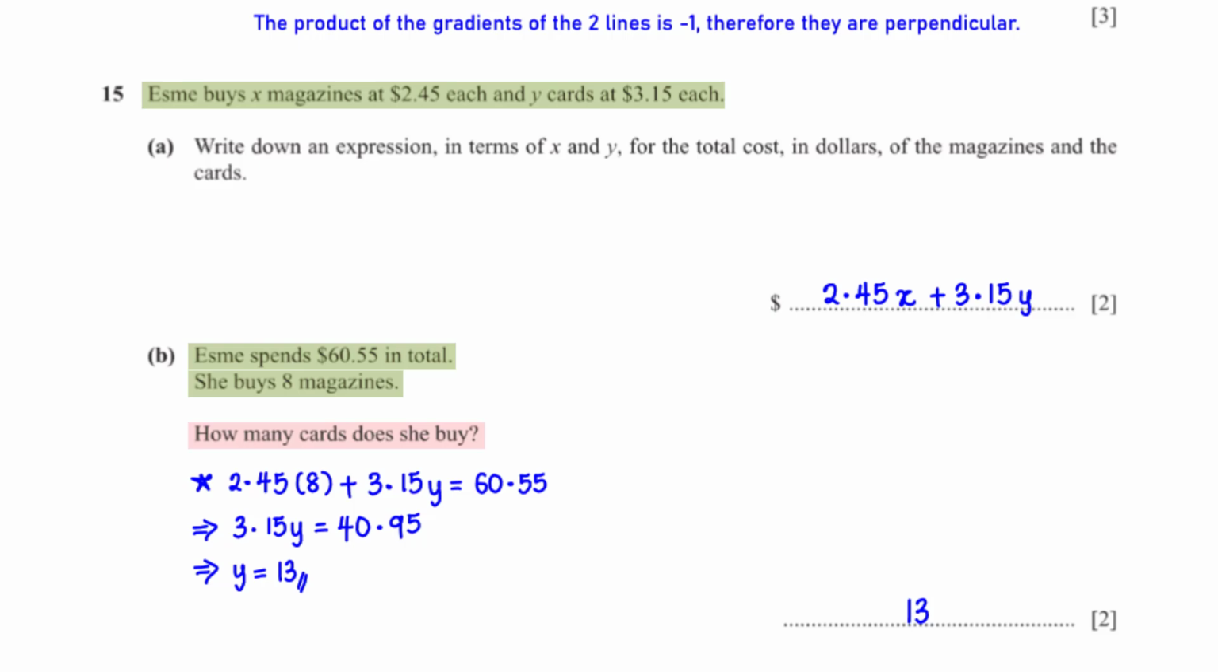We've been told Esme buys 8 magazines, which means X is 8, and the total amount she spends is $60.55. When we substitute these values into the equation we got in part A, this is what we have. When we group like terms, we get 3.15y equals 40.95. When we divide both sides by 3.15, we get y equals 13.